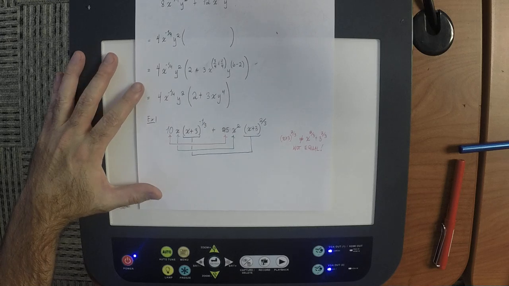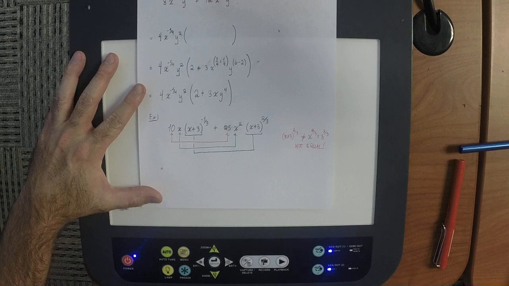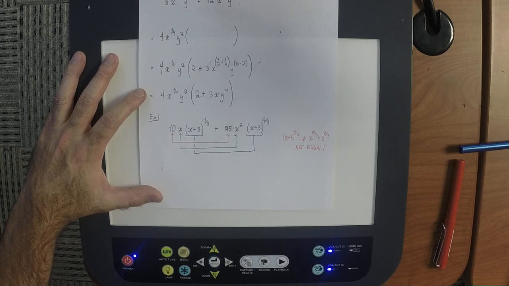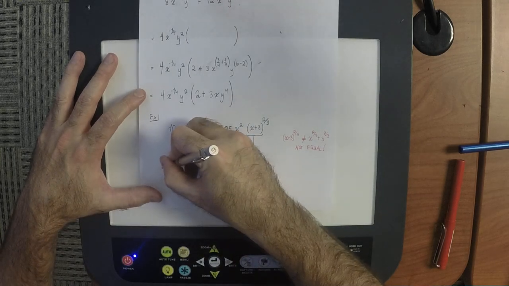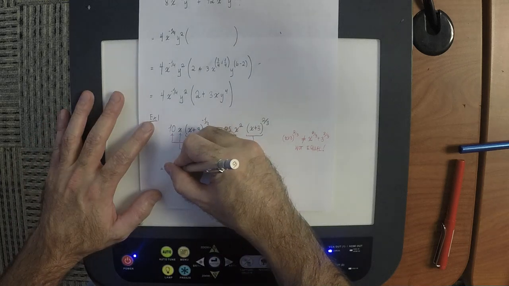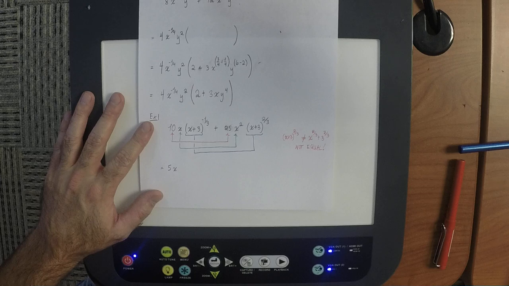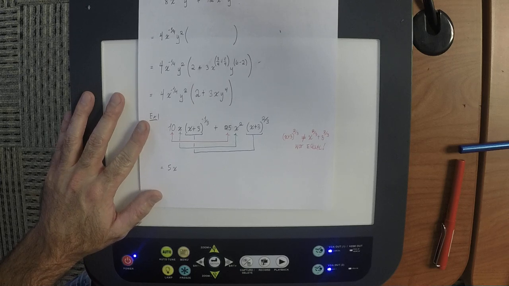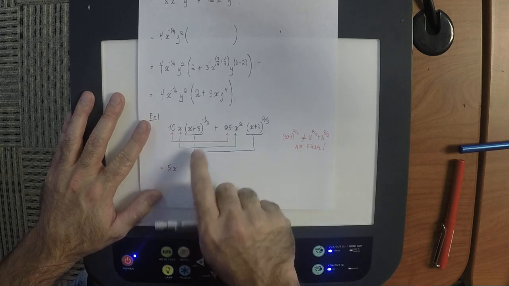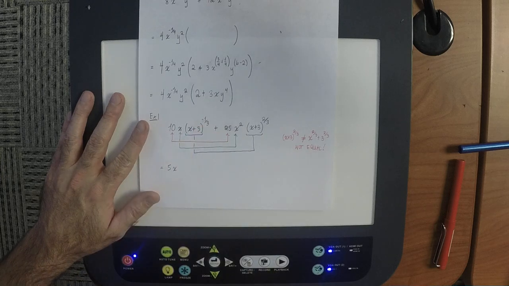Okay. So that being the case, how much coefficient can we get out? 5. Okay. How much x can we get out? Just the one of them, right? And then finally, how much of the x plus 3 stuff can we get out? Exponent -1/3, right? That's what we can get out. Between the two choices, -1/3 and positive 2/3, -1/3 is the lesser.